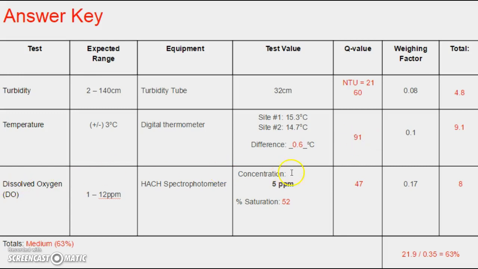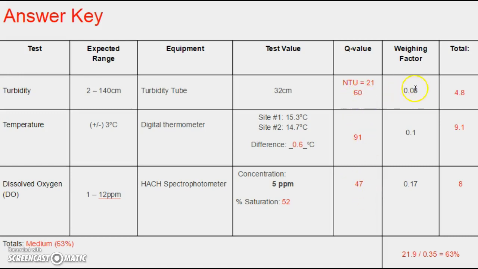And for dissolved oxygen, you have to make sure that you align 5 parts per million. You put a dot on the 5 parts per million, and you put a dot on 15 degrees. That is my average temperature here. I connect the dots. I get a value of about 52. This is my saturation percentage. And then I take my 52 value and I correspond it onto the Q value chart, and I get a 47. From here I have my Q values.